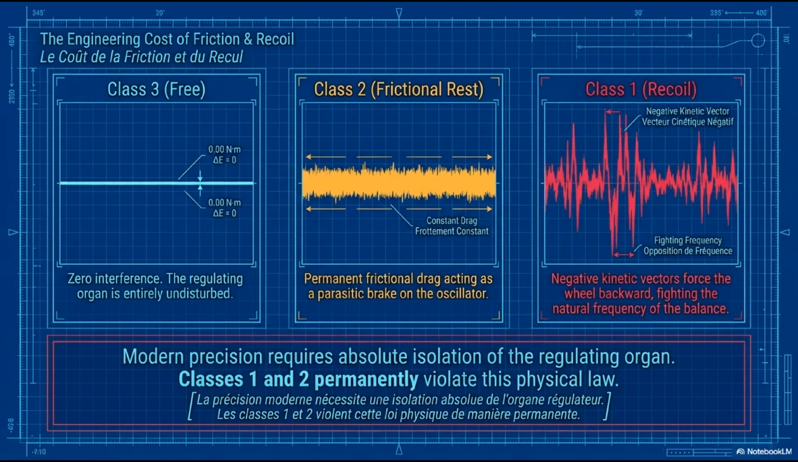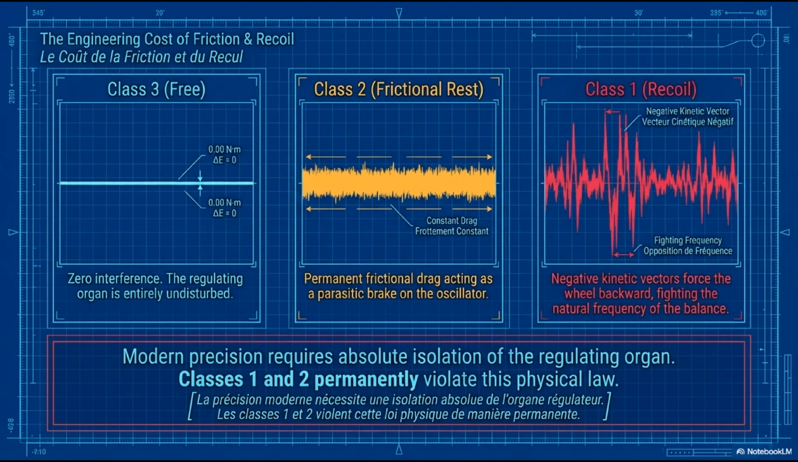This slide shows the physics of why Classes 1 and 2 are fundamentally inadequate for precision timekeeping, presented as force over time diagrams for each class. Left diagram, Class 3, free escapement. The horizontal line represents the parasitic force on the oscillator during the supplementary arc, flat at 0. Delta E equals 0. The regulating organ is entirely undisturbed. Isochronism is mathematically perfect during the free arc.